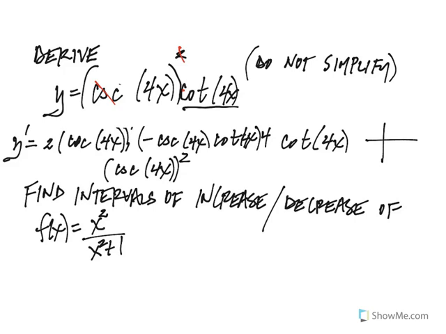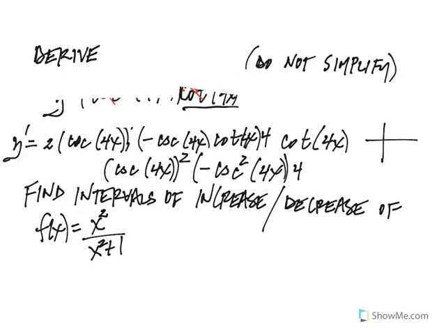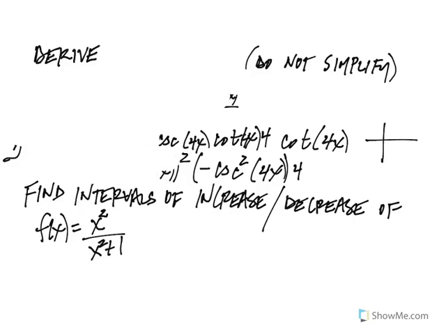The cotangent goes to negative cosecant squared of 4x. So again, I'm going to keep track of what I've derived. Derive that, and now I go with the derivative of the innermost function. I want it to be in black. All right. So there's your unsimplified derivative of that original function. All right, let's get rid of this. And let's do the second one.